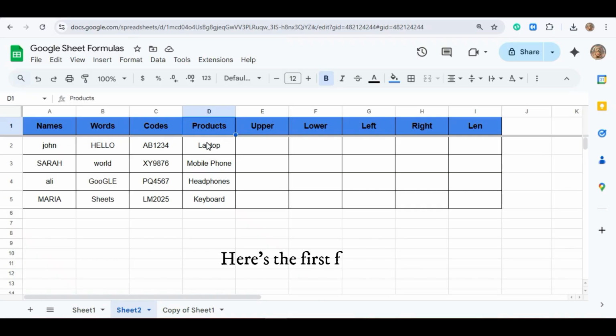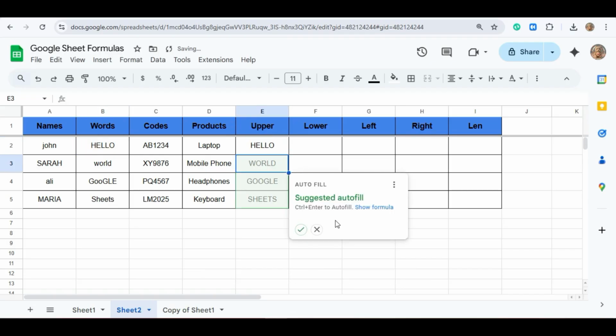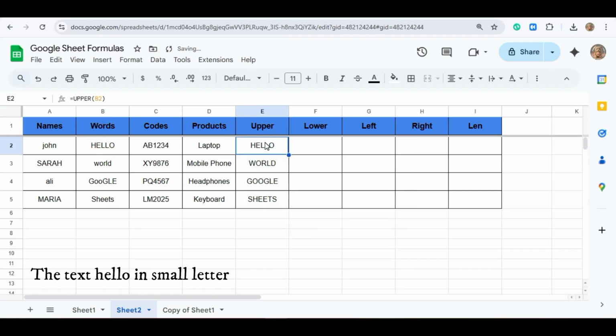Here is the first formula, UPPER. Change text into all capital letters. Type this formula. The text hello in small letters is now converted into capital letters.